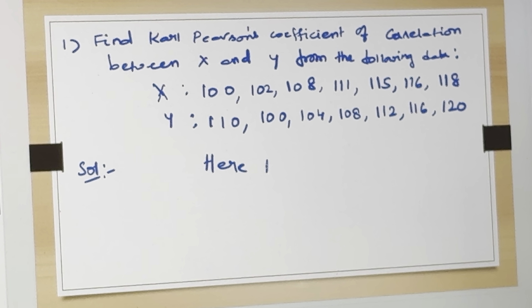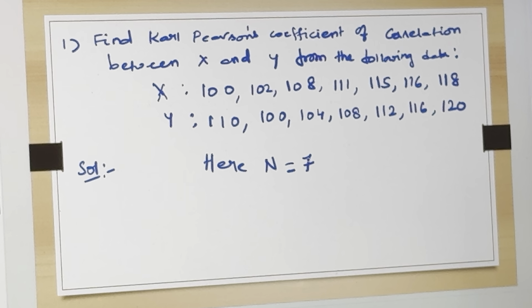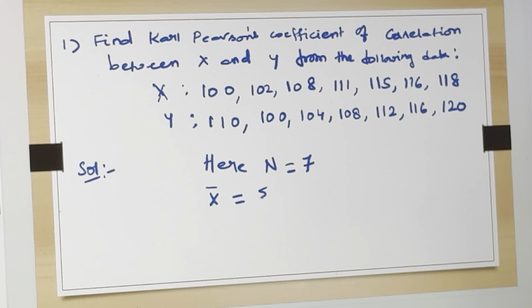Now, what are the number of observations given here? What is the value of capital N? 1, 2, 3, 4, 5, 6 and 7 values are given. So, number of observations are 7. Therefore, the value of capital N is equal to 7. Now, how do we calculate x bar here? We are going to calculate the coefficient of correlation using the actual mean method. What is the formula for x bar?